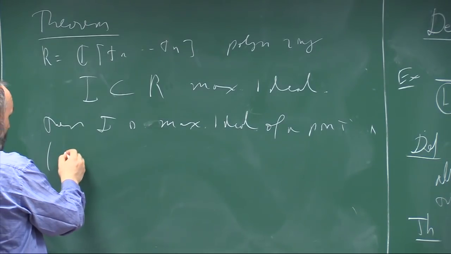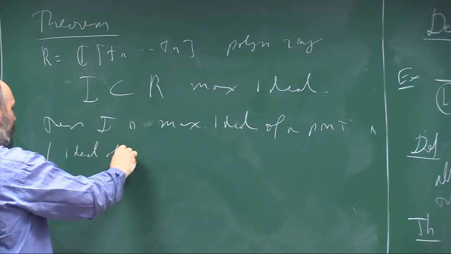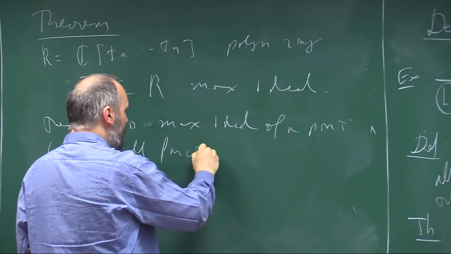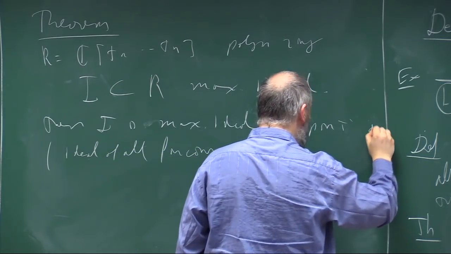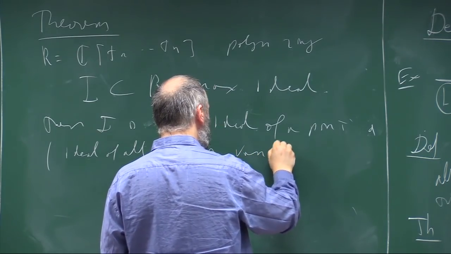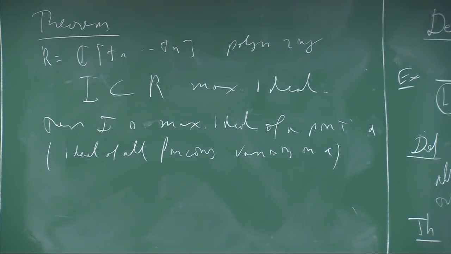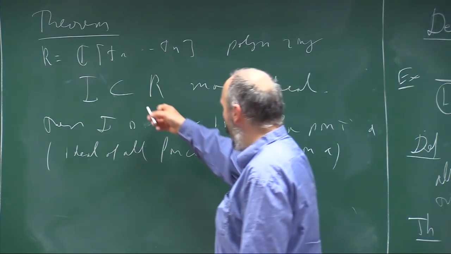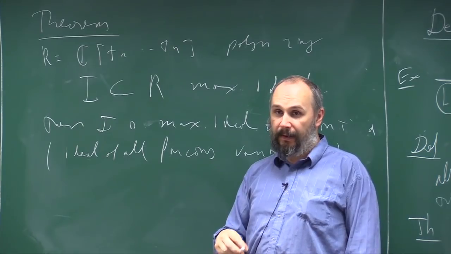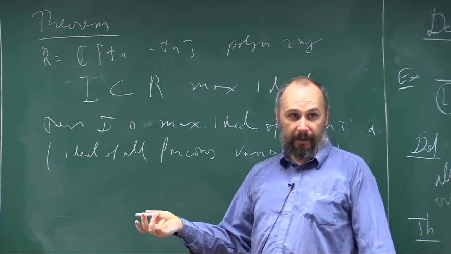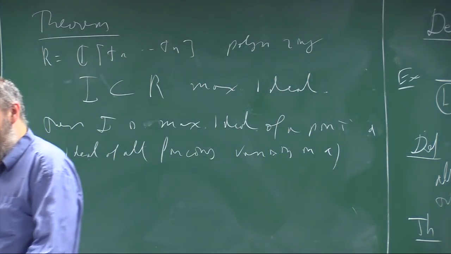This means that it is an ideal of all functions of a point Z, or A, vanishing in A. Here it is stated slightly more generally: instead of taking the whole polynomial ring, you can take the ring of functions on some algebraic variety, polynomial functions. It will be a quotient. But if you have a maximal ideal in a quotient ring, this gives you a maximal ideal in the ring.